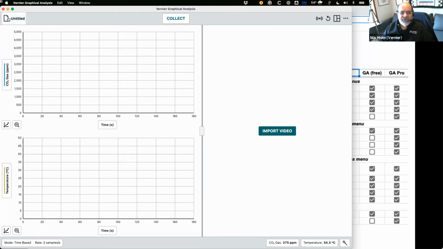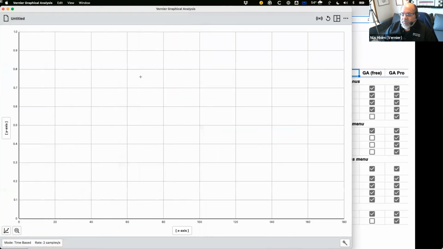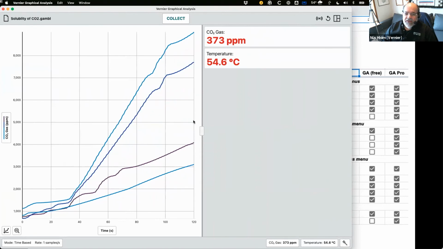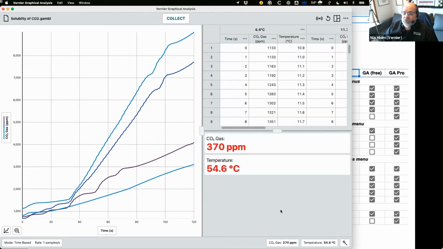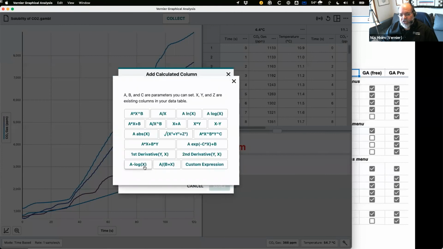The other things you might notice that are kind of specialty things is to look at some of the options you have in the data table and the curve fits. If you open a data table and do a calculated column, it's a super useful tool in graphical analysis. Under the expression option, you can insert your own custom expression. All of these that are already there that come with the free version match all our experiments, so you can do all our experiments with the free version.